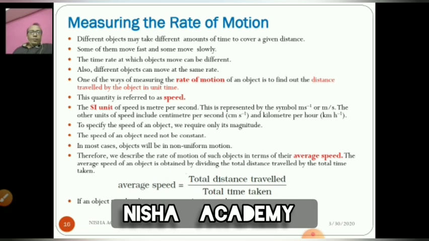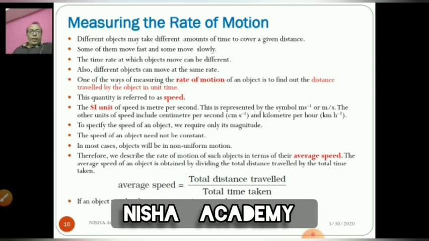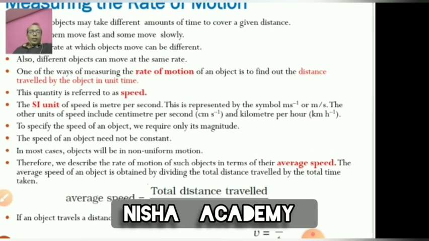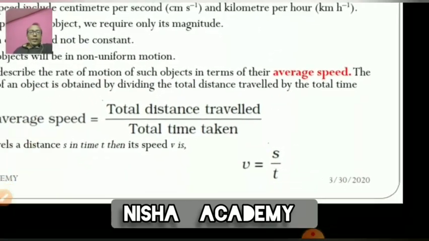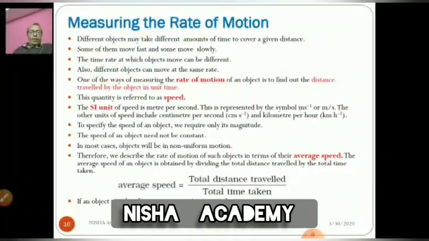Let us denote the different symbols for speed, distance travelled and time. We define the speed in terms of v. We define the distance travelled in terms of s, and the time can be expressed with t. So, we can say that v is equal to s divided by t.